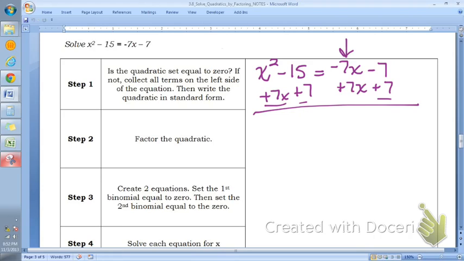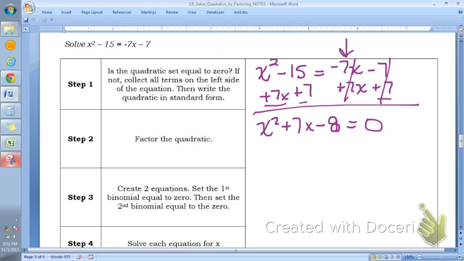the other side. So the standard form would be x squared plus 7x minus 9, because negative 15 and positive 7, those are opposite signs. You'd have to subtract, and the bigger sign wins. Is that right? No, that's not right. 15 minus 7 is not 9, it's 8. There we go. Is equal to, that cancel out, so it's equal to 0. So now we have our quadratic set equal to 0.